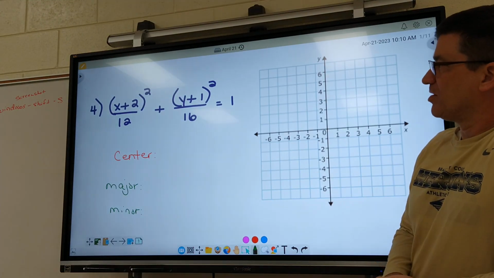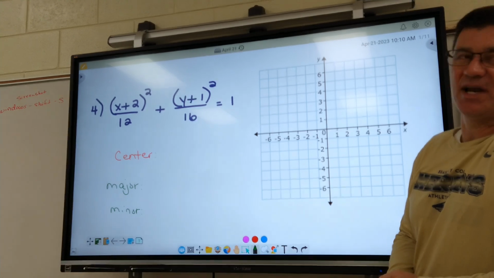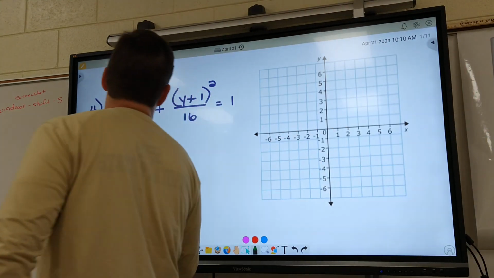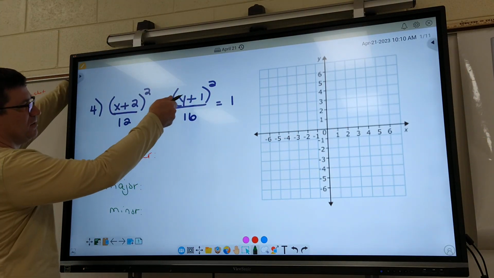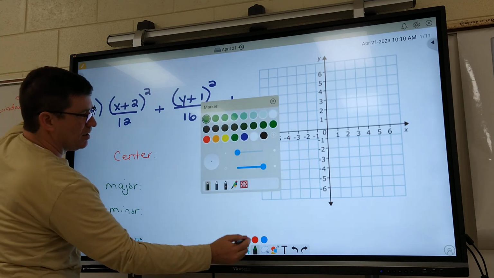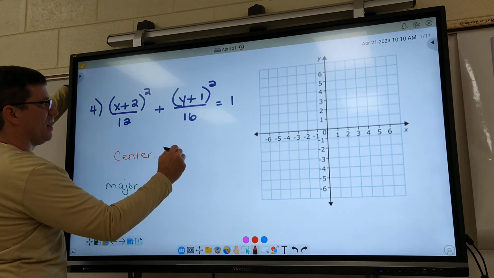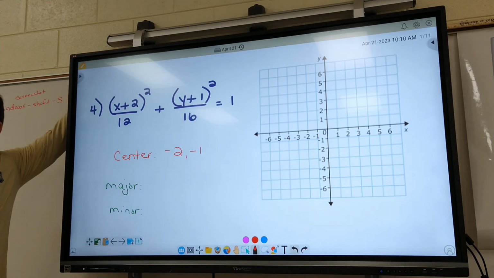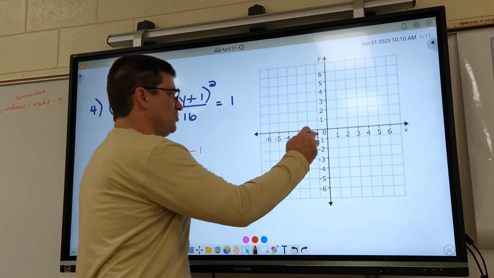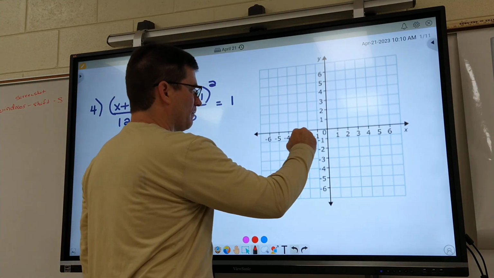All right, your center for number 4 is just like doing the circles. Flip the sign here, you flip the sign here. Our center is going to be -2 and -1. So go to -2, down 1, and put a point.